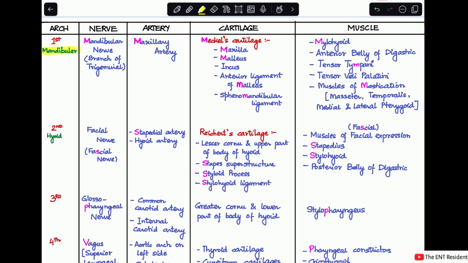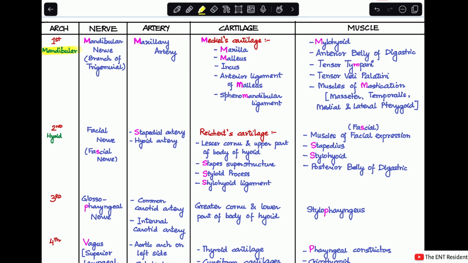And this Meckel's cartilage leads to the formation of the maxilla, malleus, incus, anterior ligament of malleus, and sphenomandibular ligament. And the muscles formed by the first arch are mylohyoid, anterior belly of digastric, tensor tympani, tensor veli palatini, and the muscles of mastication. There are four muscles of mastication: the masseter, temporalis, medial, and lateral pterygoid.